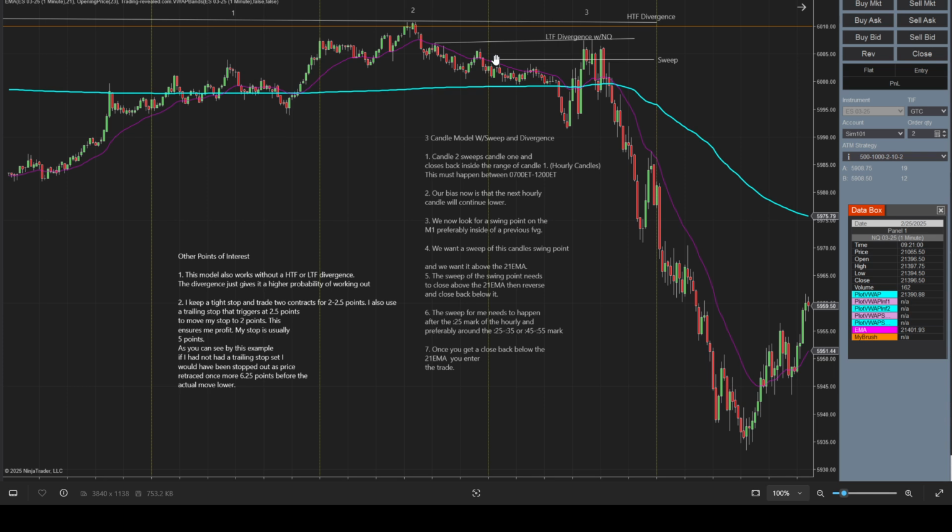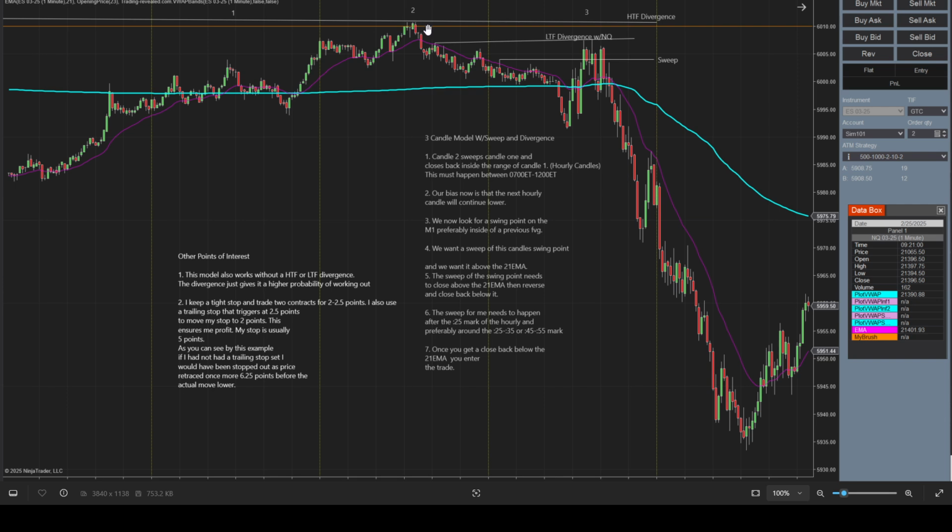Then we're looking to trade the third hourly candle. And the reason we're looking for this is because hourly candle two could not close above the first hourly candle. So when it closes back inside the range of this candle, we think, well, maybe the next candle we're going to continue lower because it didn't have enough strength to close outside the range of this candle.